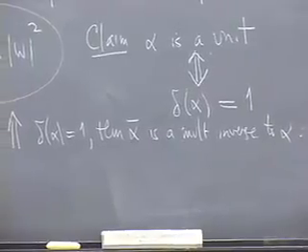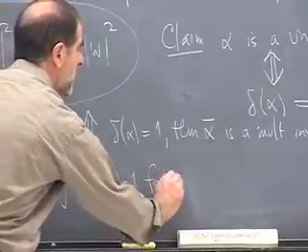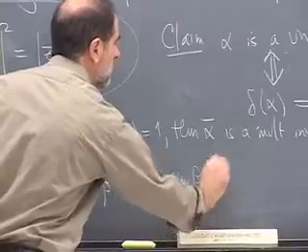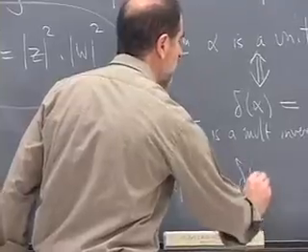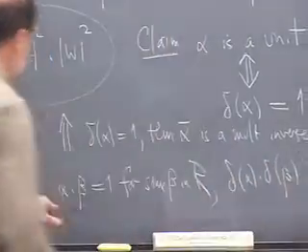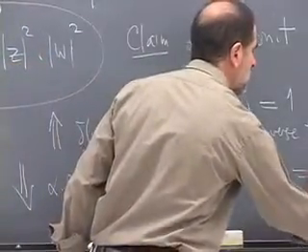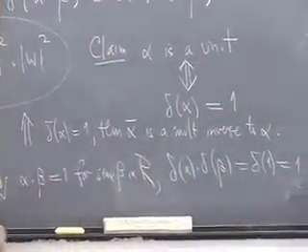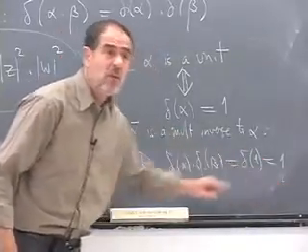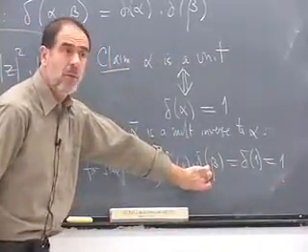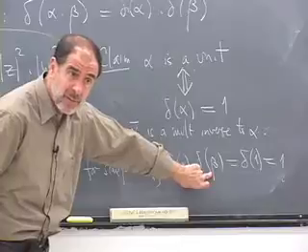Suppose that alpha is a unit. Well, to say alpha is a unit means that alpha times some beta is equal to 1 for some beta in the ring. Now apply delta to this. Because it's multiplicative, delta alpha times delta beta is equal to delta of 1, which is equal to 1. So this is an integer times another integer is 1. The only way that can happen is if both of these are plus 1 or both of these are minus 1. But they can't be minus 1 because delta is positive. So that means both of these are plus 1.